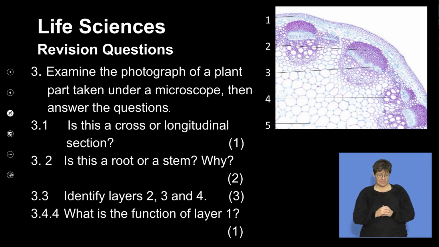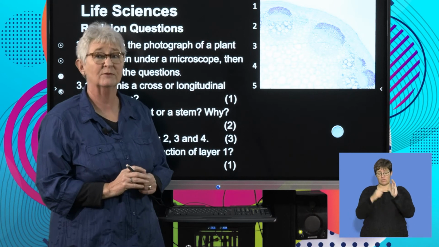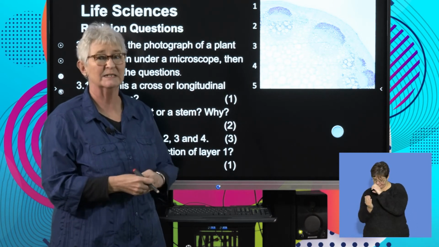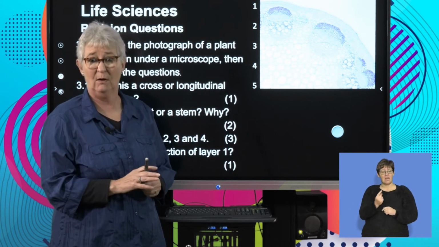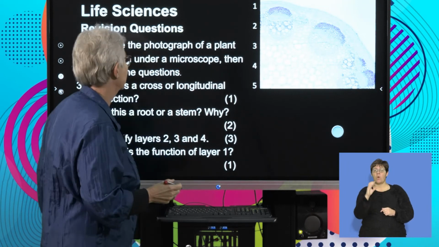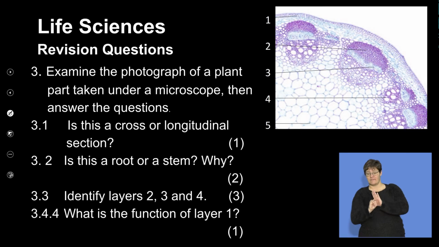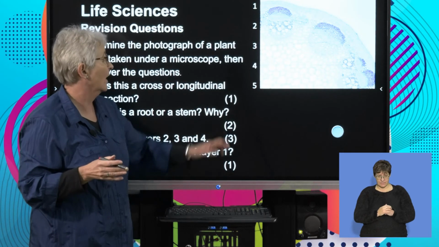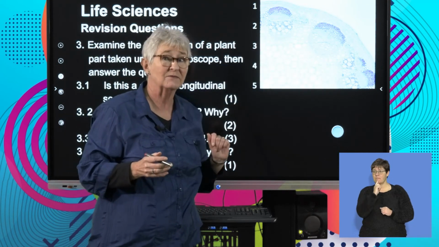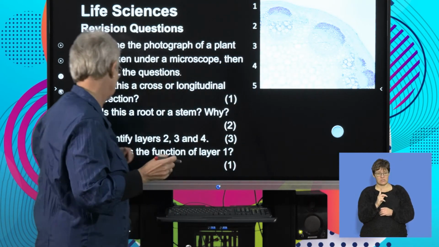Then, sometimes you're given photographs taken under a microscope and you're asked to identify each different type of plant organ. So, let's have a look at this. It's a plant part taken under a microscope and we answer the questions. Is this a cross or a longitudinal section? And you should know a cross-section is cut across like this. A longitudinal section is lengthways. And the only way you would get something like this is via a cross-section.